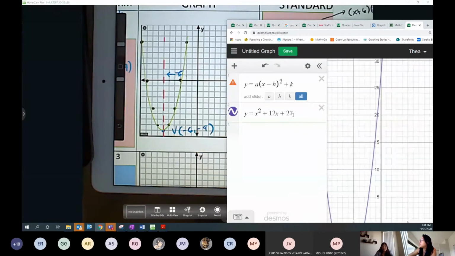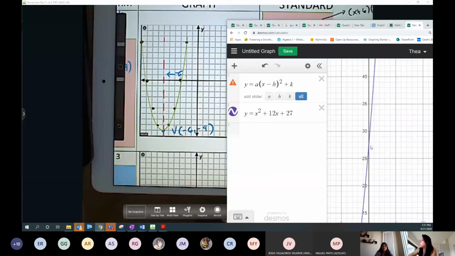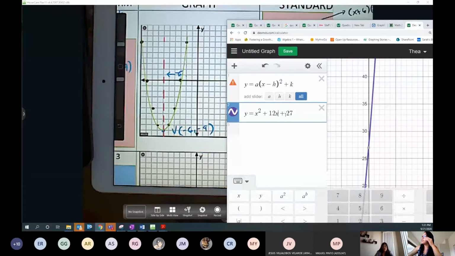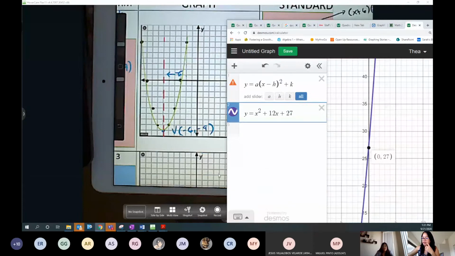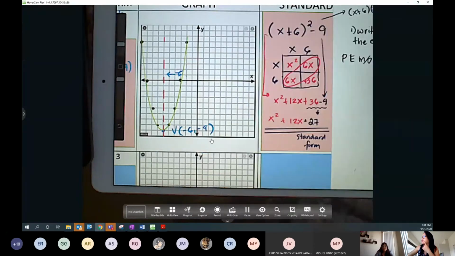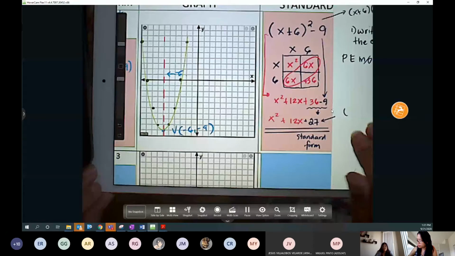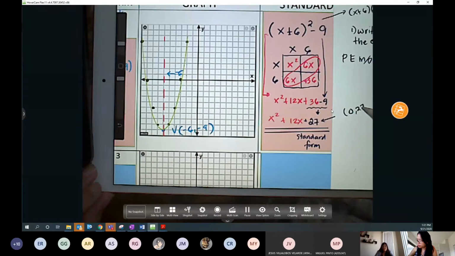Another thing, this 27 here is gonna be our y-intercept. So every time you have a standard form, the constant would always be where it's gonna cross the y-axis. So this 27 is at (0, 27), the y-intercept.